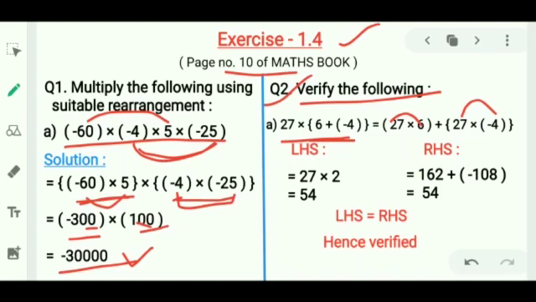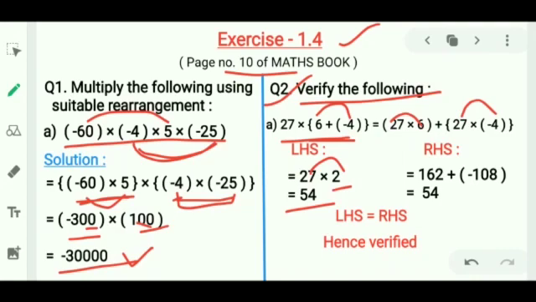When we take the sum of 6 and minus 4, different signs are there, so they subtract, because 6 is larger than 4 and it has a positive sign, so the answer will be 2. Now when we multiply 27 by 2, we get 54 here. So the answer of LHS is 54.